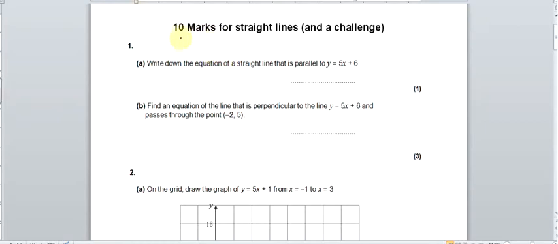Off we go with 10 marks for straight lines and a challenge. So question 1. Write down the equation of a straight line that's parallel to y equals 5x plus 6.